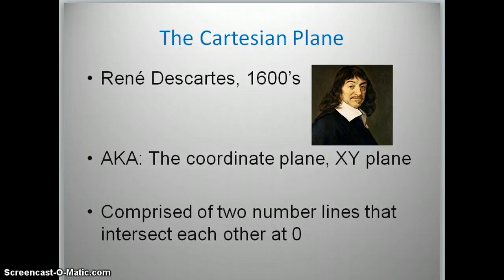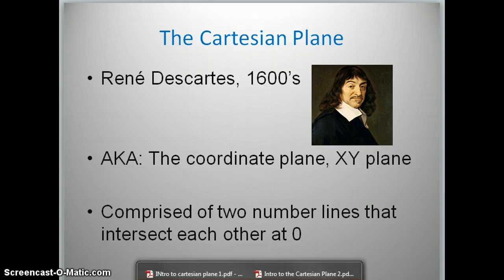The Cartesian plane is also known as the coordinate plane or the XY plane, and it's comprised of just two number lines that intersect each other at 0, which is what we call the origin. So I'm going to give you a pictorial description here, and you have a blank grid on your worksheet as well, and as I fill in information, you should be filling in information on your worksheet.